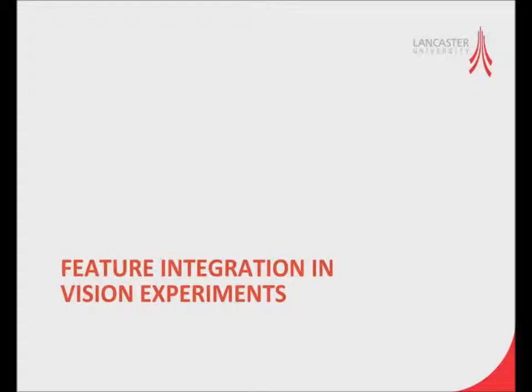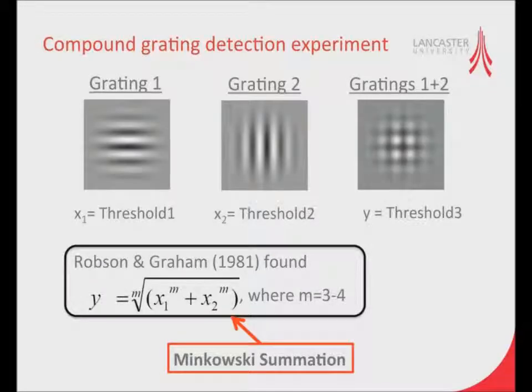Okay, so let's talk about feature integration in vision. There's many different ways you can study feature integration in vision. I'm sure a lot of you are familiar with Anne Treisman's visual search. Okay, so she talks about feature integration, and she collects reaction times. But I'm a geeky psychophysicist, so I like compound grating detection experiments. And an example of a compound grating detection experiment is the following: you present observers with a first grating, okay, and you record how sensitive they are to it by measuring the threshold, and you get the first threshold. Then what you do is you present them with a second grating, and you measure its threshold. Okay, the threshold for that grating.